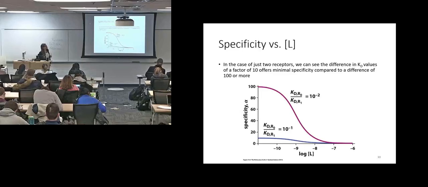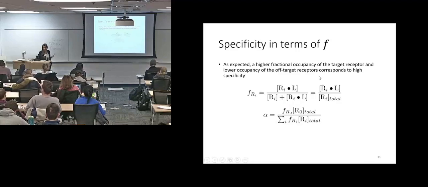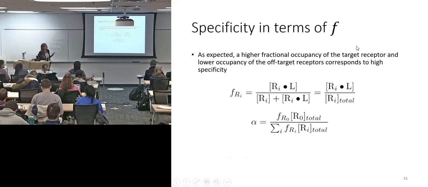So in the case of just 2 receptors, you can see a difference in KD values of a factor of 10 offers very minimal specificity, while a difference of 100 or more offers very good specificity. As expected, higher fractional occupancy of the target receptor or a lower occupancy of the off-target receptor will also produce high specificity.